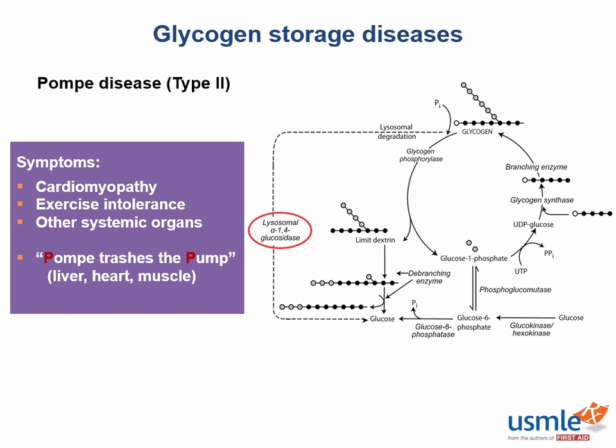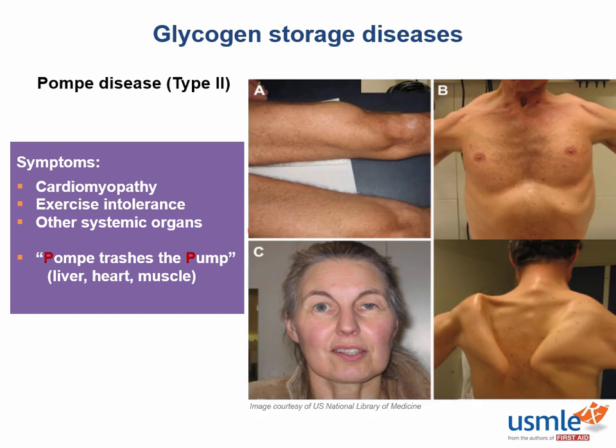Now what about that muscle loss? Here you can see an image of generalized muscle loss of the quadriceps as well as ptosis and scapular winging due to muscle loss and weakness. Now once again, if you see a glycogen storage disease that focuses on the heart being affected, you need to have Pompe disease within your differential.